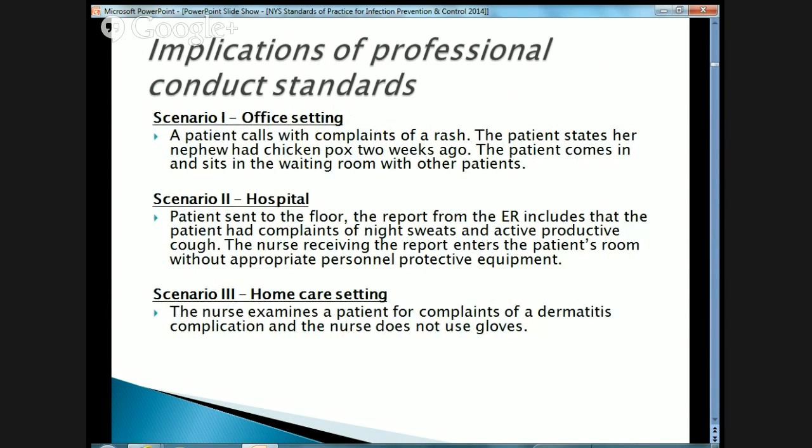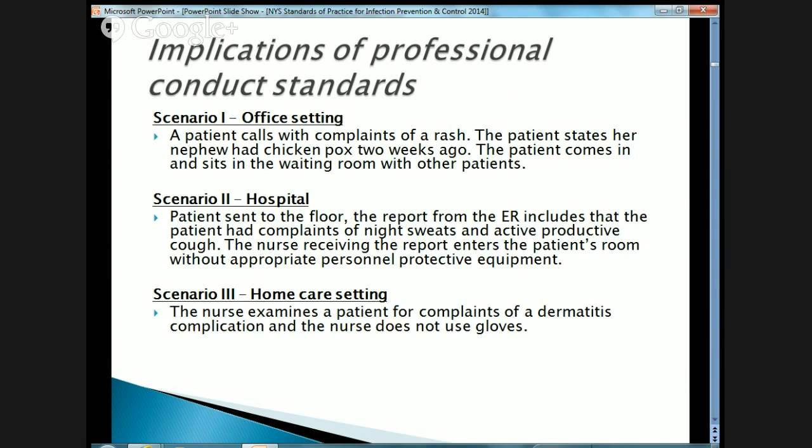All right. A patient calls with a complaint of a rash, and states that her nephew had chickenpox 2 weeks ago, and comes in and sits in the waiting room with other patients. That's a no-no. That patient's calling the front desk, telling them that that's a possibility. That person, if they're coming in, either has to be the last person of the day when no one is in the office, or put in a separate room by themselves.